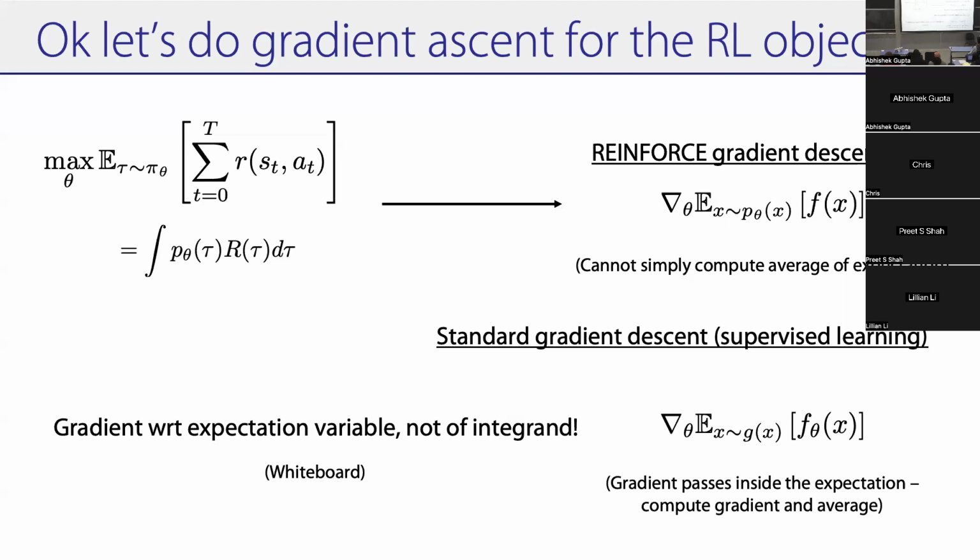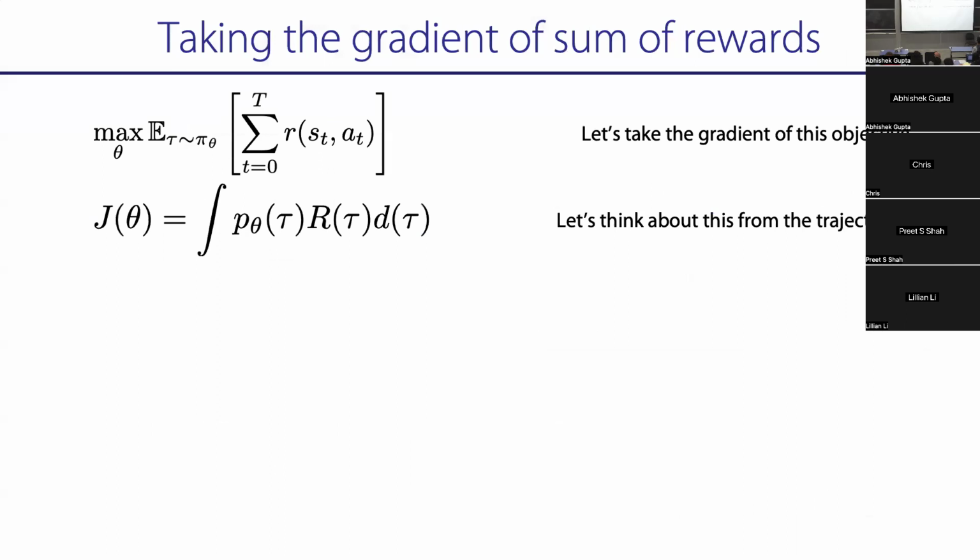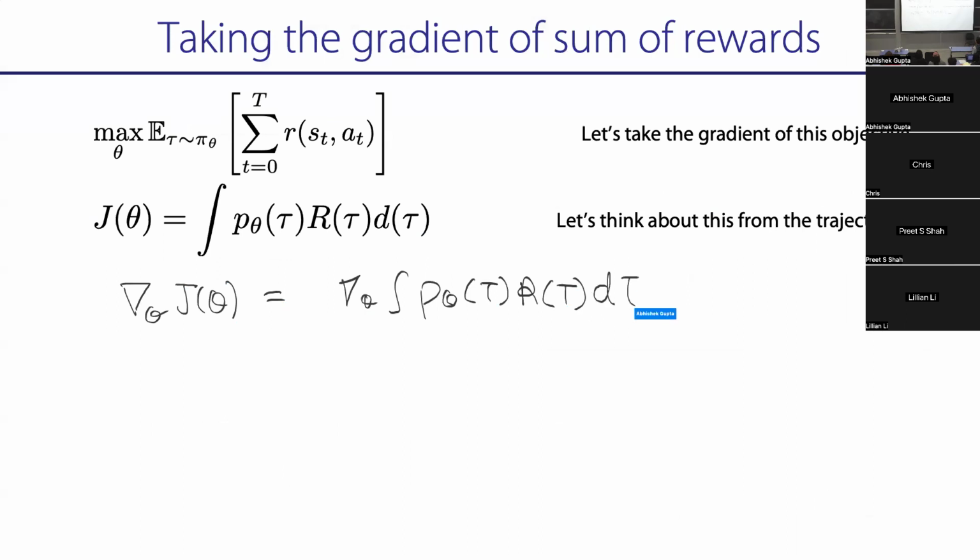Okay, so we want to do the trajectory view, and now you're going to walk me through this. We're going to try and compute grad theta J theta. What's it going to be? We're going to say grad theta of the integral of p theta tau, r tau, d tau. So what's next? Switcheroo, you switch it in. This gives you the integral of grad theta p theta tau, r tau, d tau.